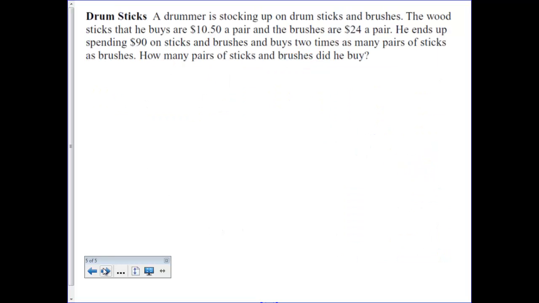Last problem here, we have to write our own equations. Okay, a drummer is stocking up on drumsticks and brushes. The wood sticks that he buys are $10.50 a pair, and the brushes are $24 a pair. He ends up spending $90 on sticks and brushes. That sounds like a total. He buys 2 times as many pairs of sticks as brushes. The question they're asking is how many pairs of sticks and brushes is he going to buy?